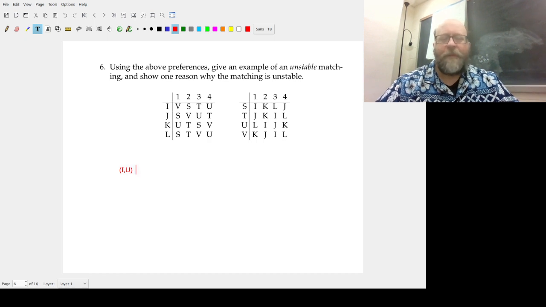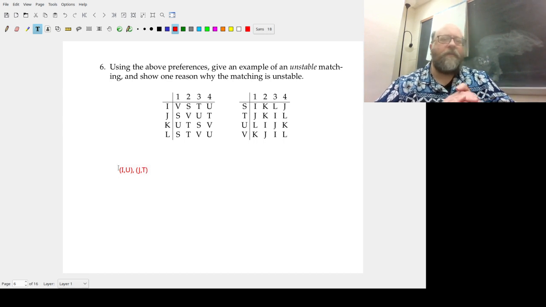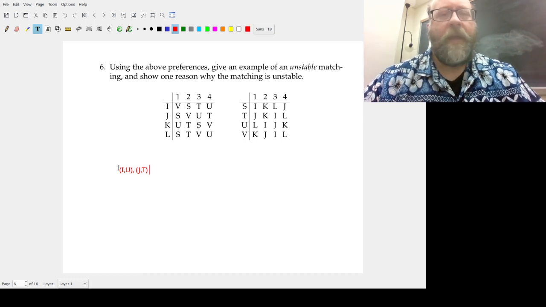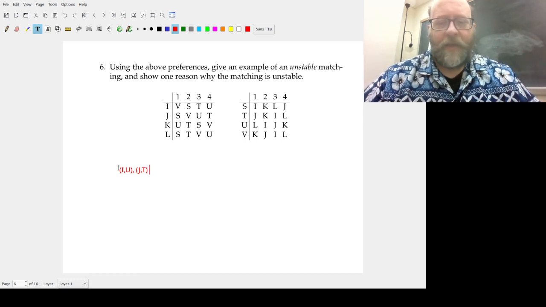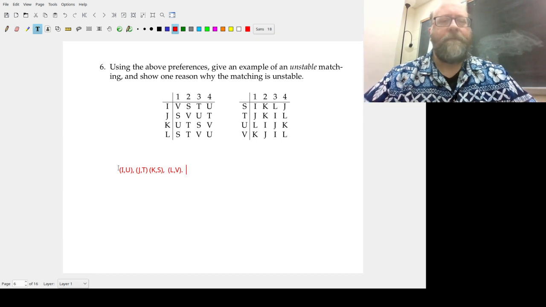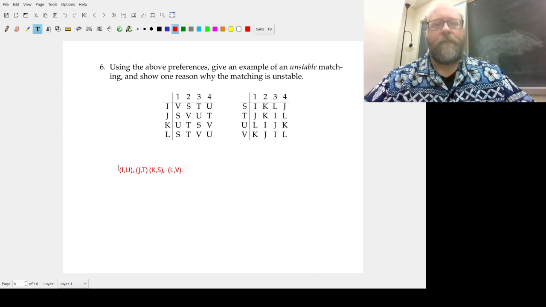I is not very happy with U, and J gets matched up to T. J is not particularly happy with T. And then K to S and L to V. Okay, so let's start with that matching. So why is this unstable?